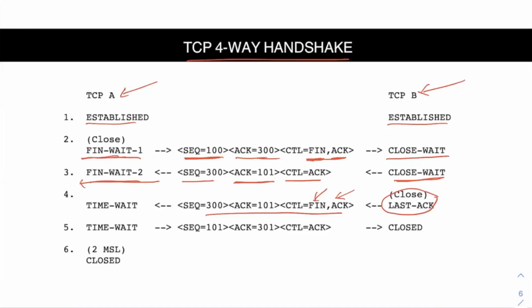Now, once the client receives this third packet from the server, the state of the client socket will change from FIN wait 2 to time wait, after receiving this packet from the server. And now what the client will do is, it will send the fourth packet.